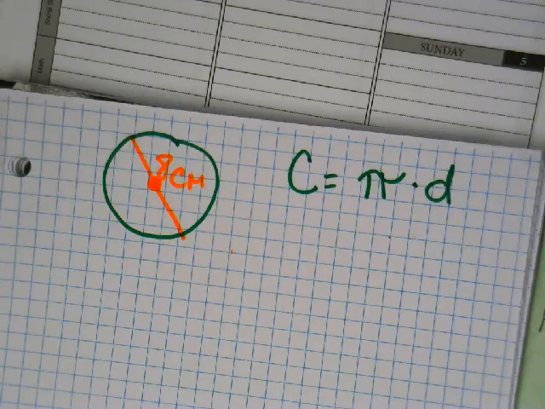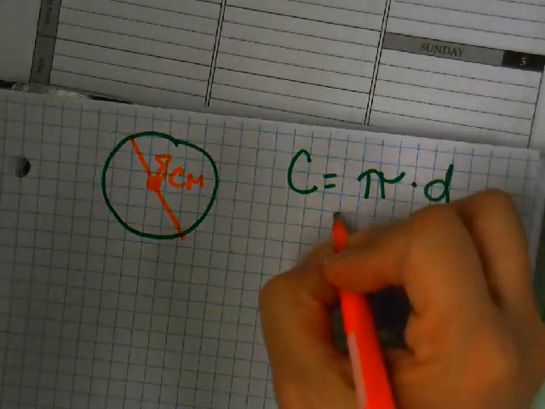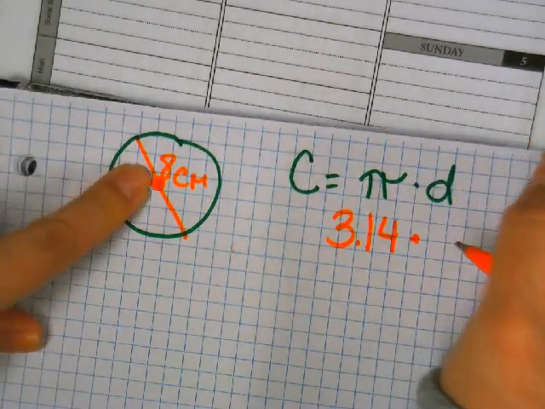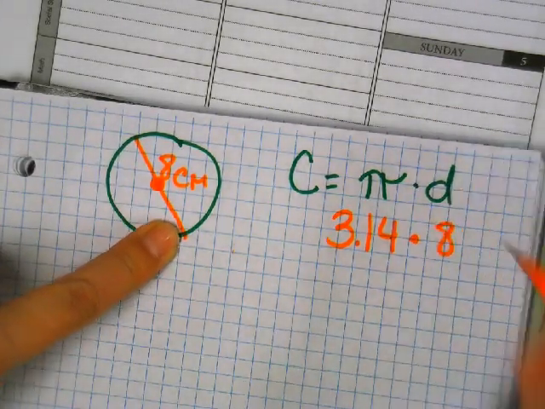So when we substitute it, we go 3.14. Pi will always be 3.14 times your diameter. Is that my diameter? Yes. So I plug it in.